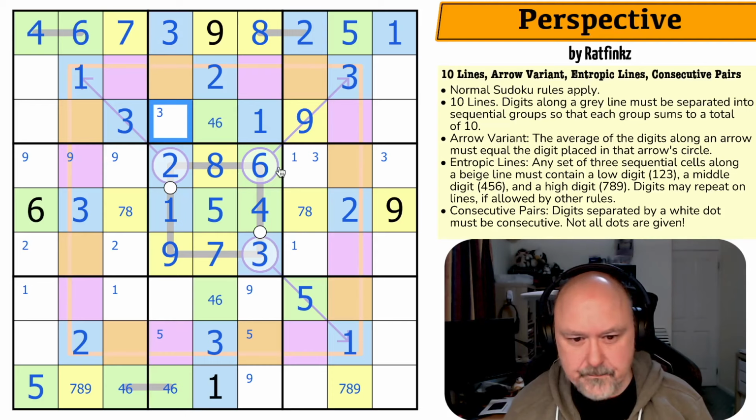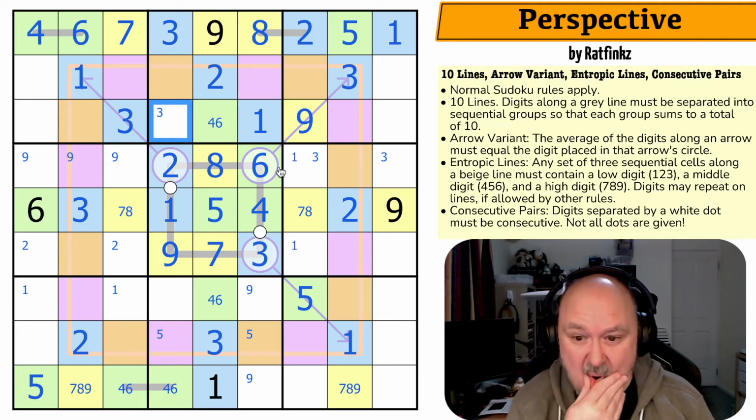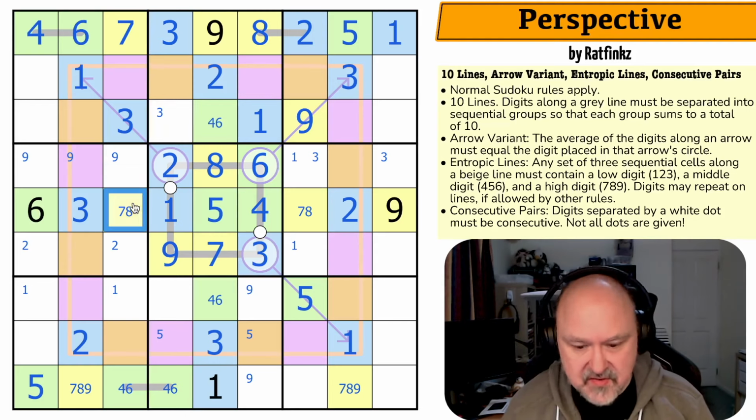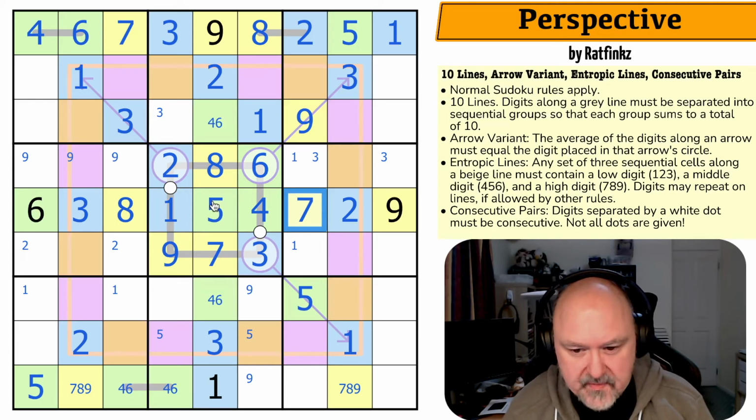This, you know what? I still don't know. I've missed something fundamental here. The 7 looks down, making this 8 and this 7. How have I not cracked this? How is this entropic line going to give up its secrets?